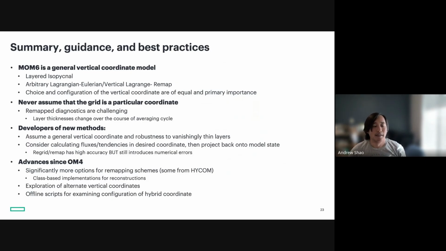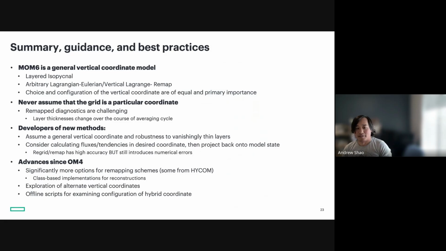For developers of new methods, so if you're thinking about developing a new parameterization, whether it's a coastal process, a regional process, biogeochemical or physical, we have to assume that the underlying constraint is a general vertical coordinate, and it has to be robust to these vanishing, very thin layers that can pop into and out of existence time step to time step.